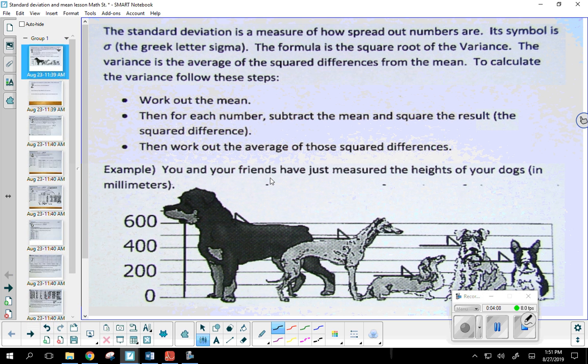Okay, so let's get back to this. Its symbol is sigma, the Greek letter sigma, and we've seen him before. You remember when I showed you on the calculator?